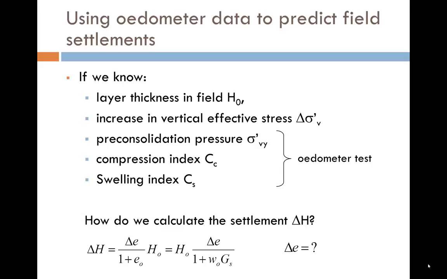Our starting point is the equation we looked at earlier, that delta H is equal to delta e over 1 plus e naught times H naught. And that's equal to H naught times delta e over 1 plus w naught times Gs, because the soil is saturated. So how do we determine delta e in that equation?